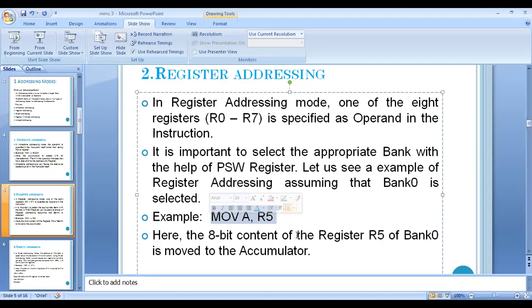R0, R1, R2, up to R7. Then how will the machine know, now that you have written MOV A, R5, how does the machine come to know that R5 is from either bank 0, or bank 1, or bank 2, or bank 3? How does the machine come to know? For that, the machine goes towards the PSW register. It will check the bits of PSW. Which bits? PSW bit 3 and PSW bit 4. Now whatever the value of these 2 bits in the PSW is, according to that, it will consider that bank.